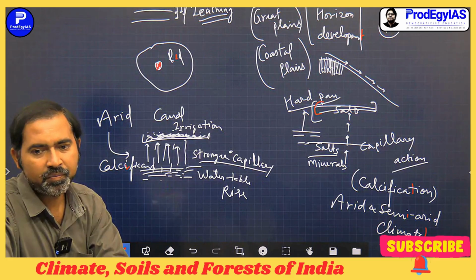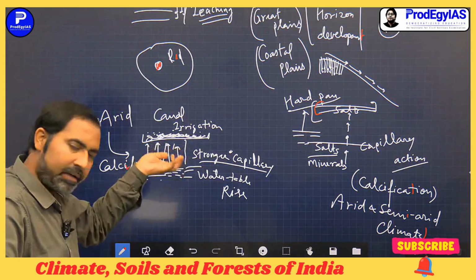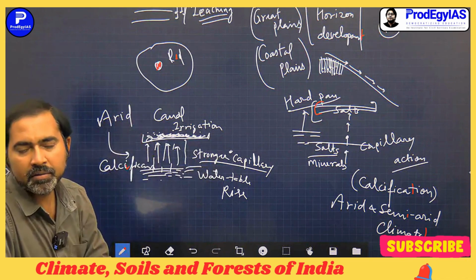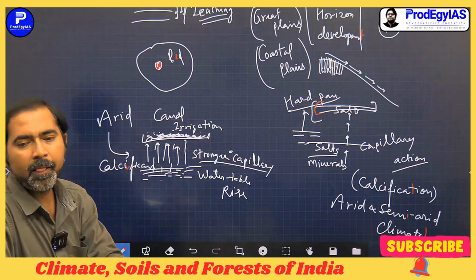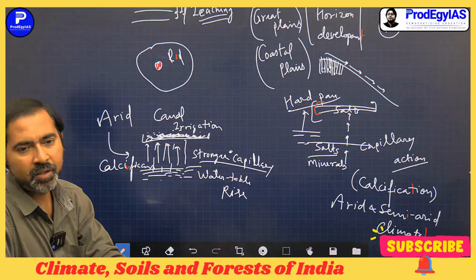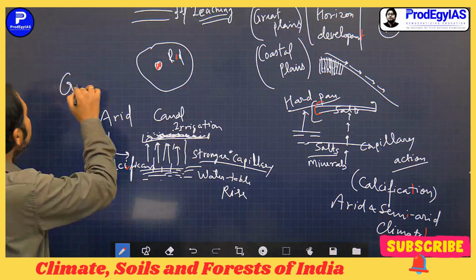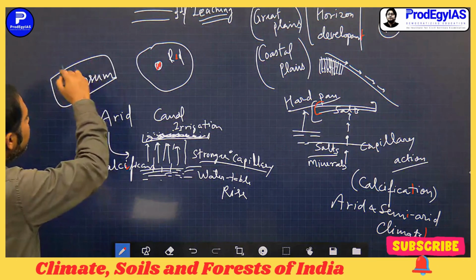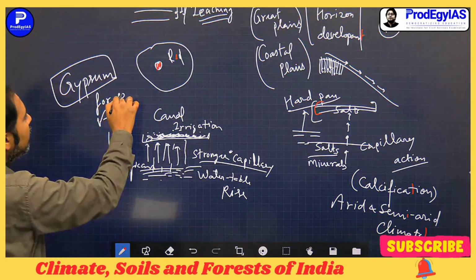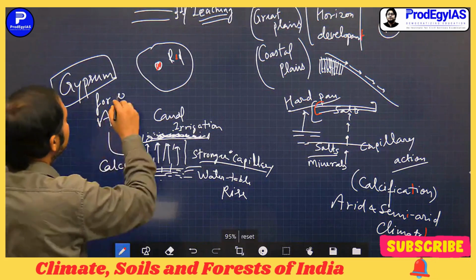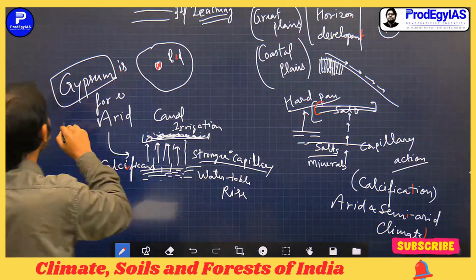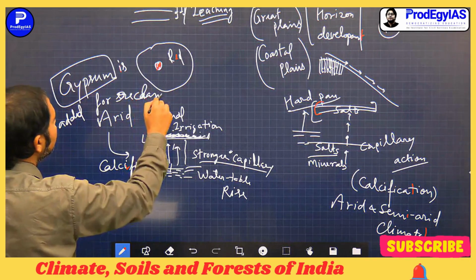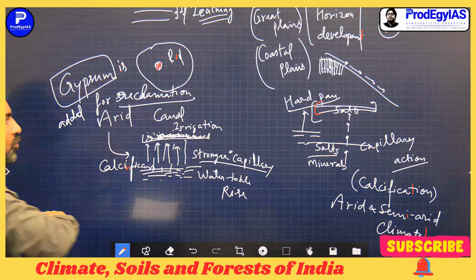Understood? What is happening here is that through capillary action the salts that were underneath have come up, and there will be more accumulation of salt in the upper areas, and it becomes like a hard pan. It becomes a wasteland after some time. For its reclamation, gypsum is being added. For such types of soils, gypsum is added to the soil for reclamation so that they can reclaim the soil.